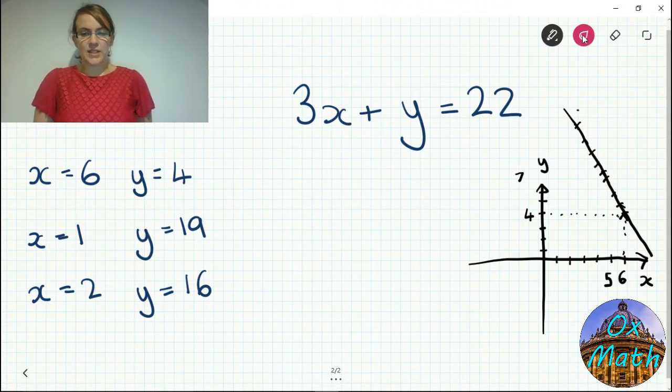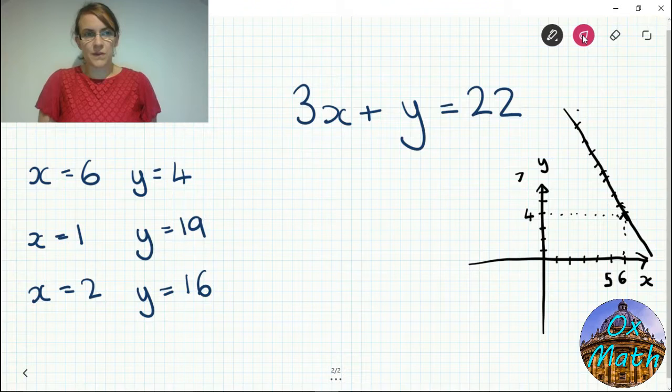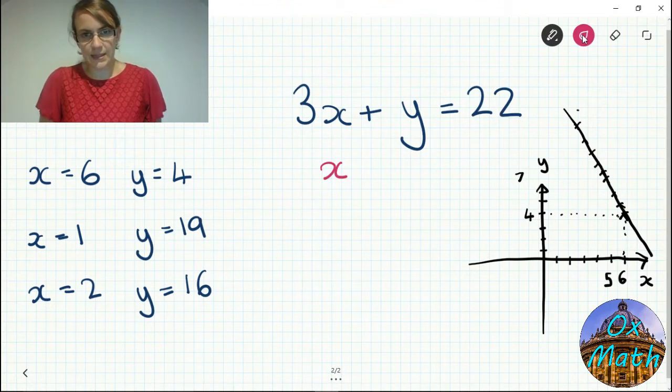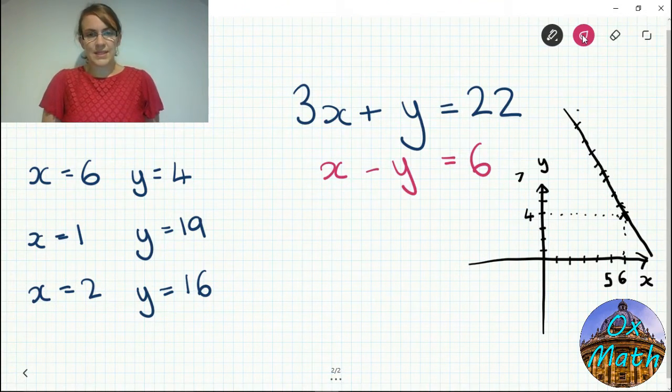Now we haven't actually solved anything yet because there is nothing to solve. This at the moment is just a relationship between x and y, and any pair of values on this line would work. But what if I also told you that x minus y had to be 6? Suddenly this reduces all the possible values down.